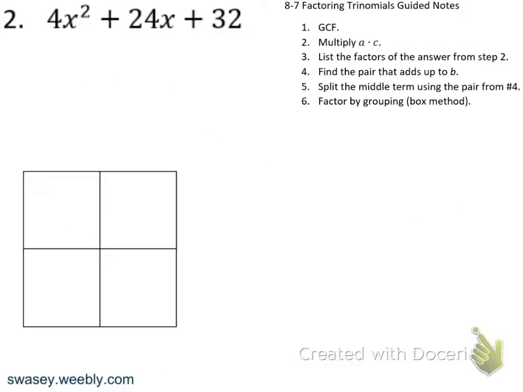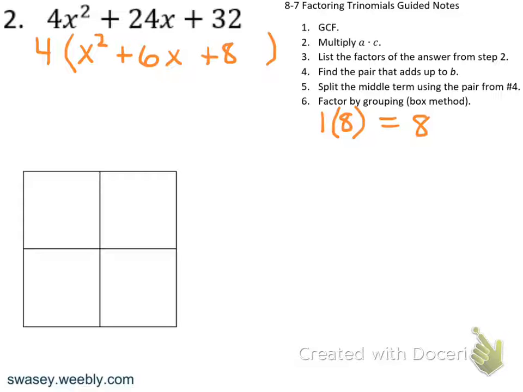Greatest common factor, when you look at all three of these terms, you see 4 as a greatest common factor. So divide each term by 4. 4x squared divided by 4 is x squared. 24x divided by 4 is 6x. 32 divided by 4 is 8. 1 times 8 gives us 8. That's the a times c.